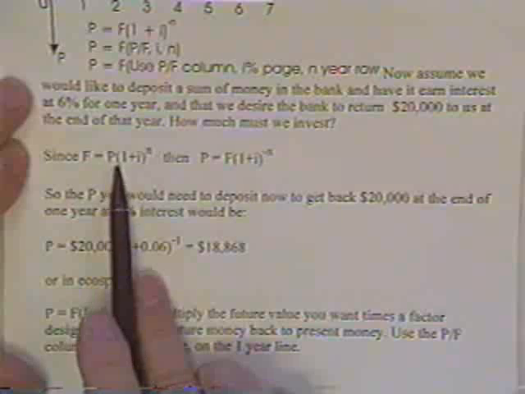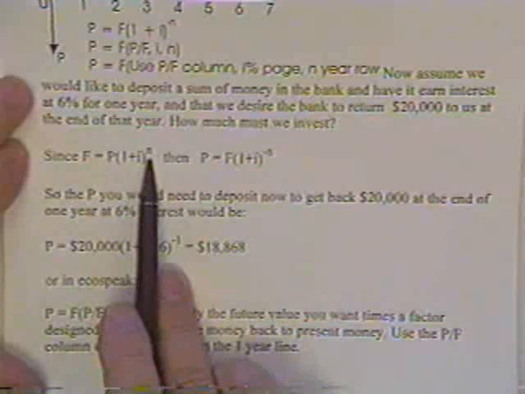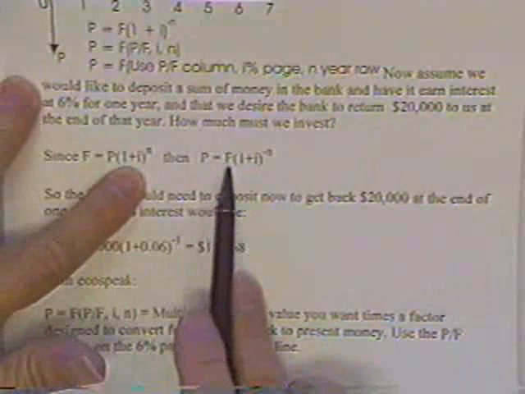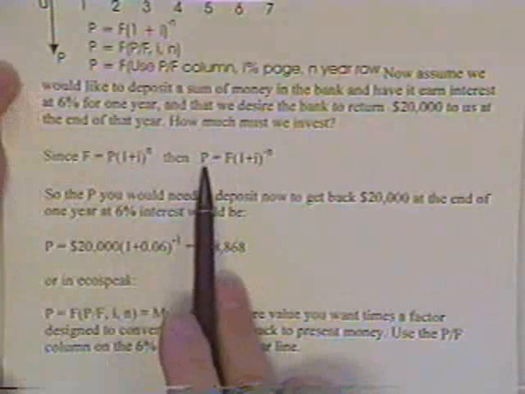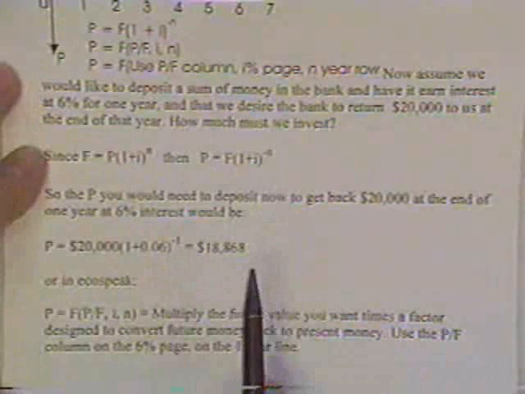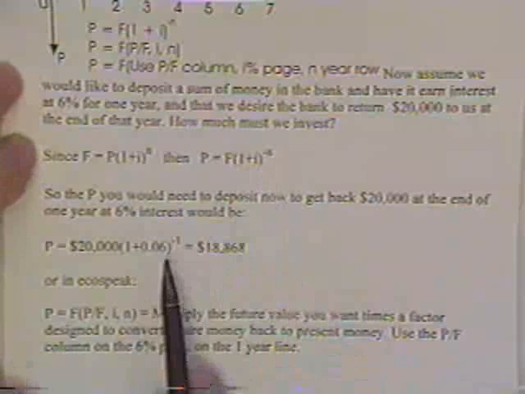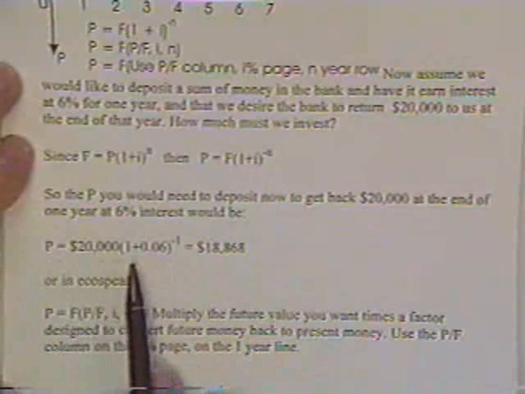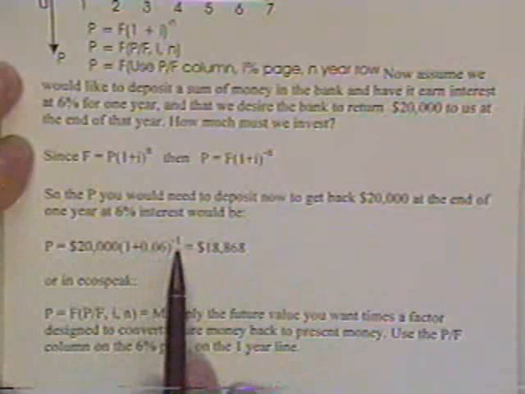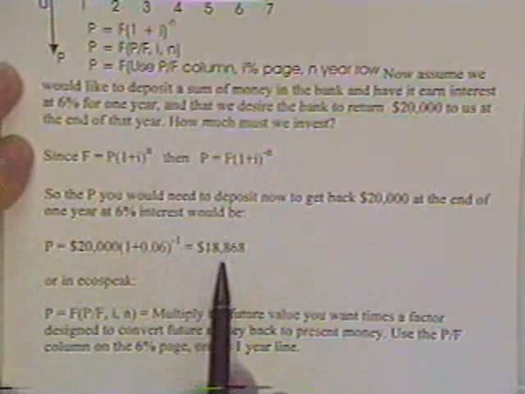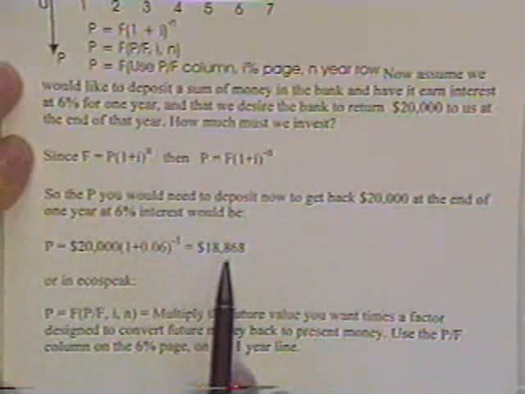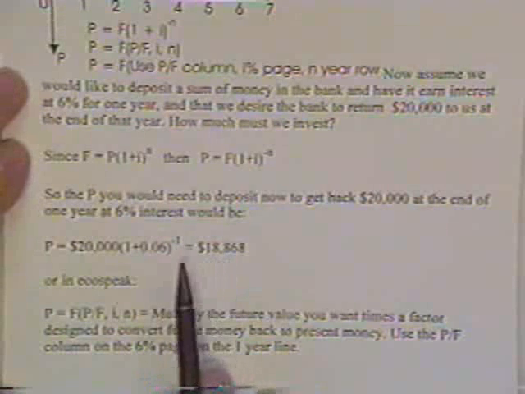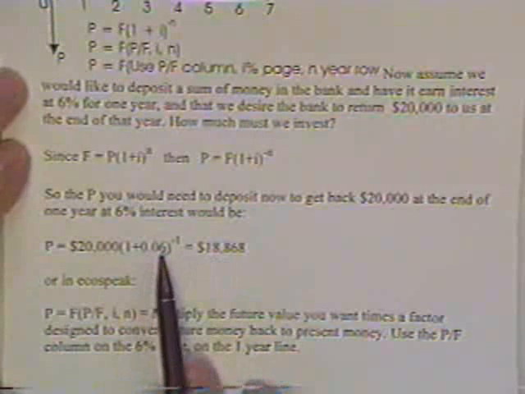Since F is equal to P times 1 plus I to the N, that's what we said a minute ago, then obviously P can be found by dividing by this factor, and you get the future value changed into the present value. I said we wouldn't derive these, but these are so simple, probably worth seeing them. Raised to the minus N. So, the amount of money needed is 20,000 times 1 plus the interest rate raised to the minus 1 power. $18,868 would have to be invested today in order to withdraw $20,000 from the bank at the end of a year if they pay 6% compounded annually.